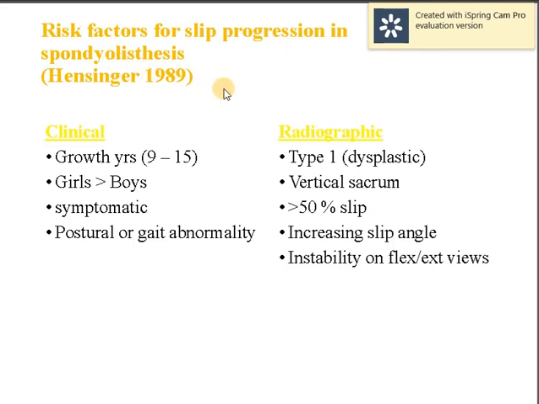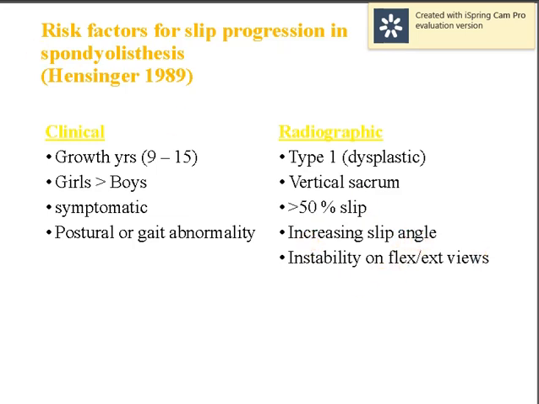So the risk factors: the growing years. It is in the growing years of 9 to 15 years when the bones are growing and when ossification is taking place. Girls are more prone than boys. It is asymptomatic; postural or gait abnormality is seen. Radiographic type 1, we see dysplastic vertical sacrum, more than 50% slippage, increased slip angle, instability on flexion-extension views.